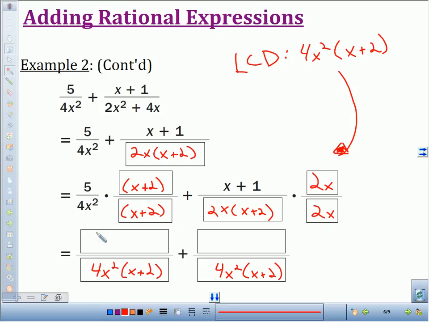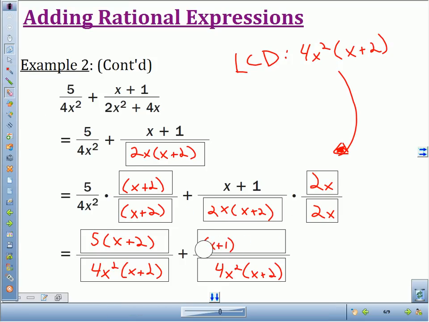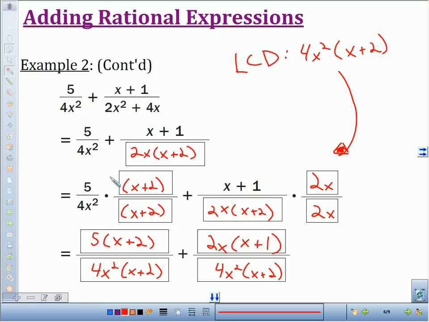On top, I have 5 times x plus 2. And I have x plus 1 times 2x. You know what? I'm going to rewrite that because I like to have my single x terms in front. So 2x times x plus 1. Now, that's my next step. I do all of my multiplying here. We're multiplying just like usual.